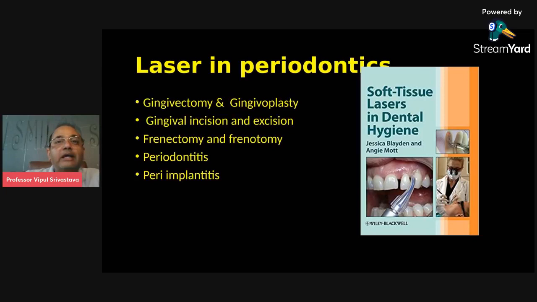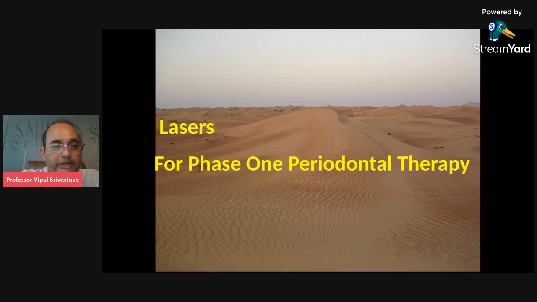Now, laser used in periodontics. Very common procedures are gingivectomy, gingivoplasty, gingival incision, excision, frenectomy and frenotomy, and also treatment of periodontitis and peri-implantitis. This is important: for the treatment of periodontitis, a company known as Millennium Laser, based in the USA, makes an Nd:YAG laser, the PerioLase. They have patented a protocol known as LANAP, that is laser assisted new attachment procedure. They have used laser for severe cases of periodontitis where the patient has grade 2 to grade 3 mobility and pocket depth of 8 to 10 millimeters or maybe more, and they have found amazing results. There are enough articles available online. Like my other webinar, we will be discussing these procedures in detail.